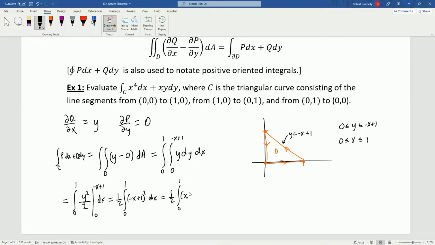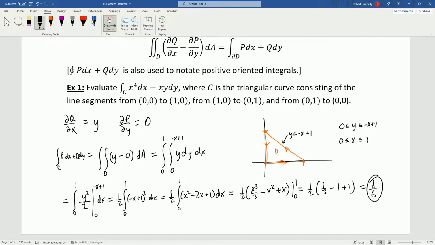Okay, multiply this out. We get x squared minus 2x plus 1. This is 1/2 times x cubed over 3 minus x squared plus x, evaluated from 0 to 1. Of course, when I evaluate at 0, I just get 0 here. So these cancel. Negative 1 and 1 cancel. So this is 1/2 times 1/3, which is 1/6.